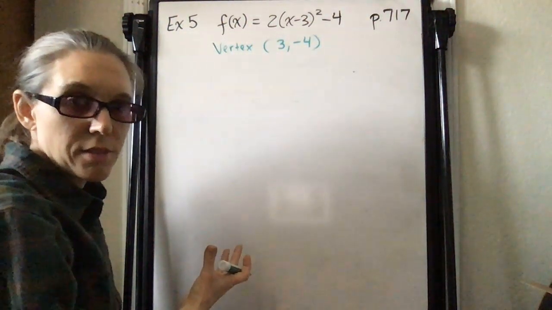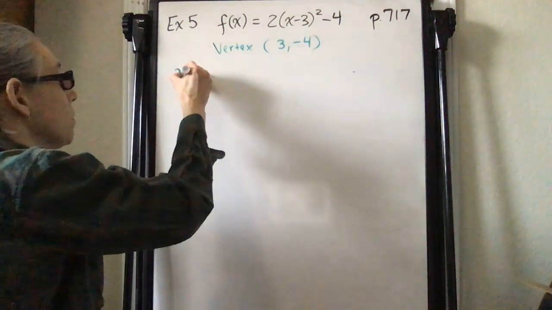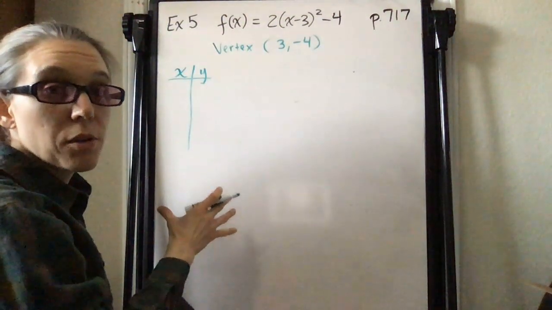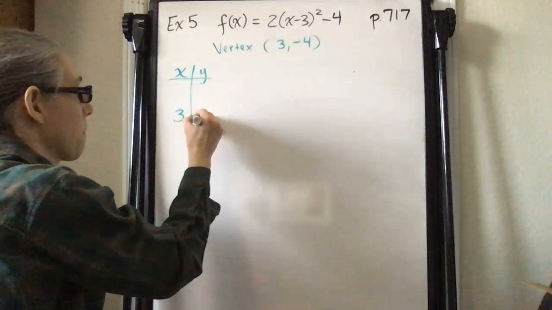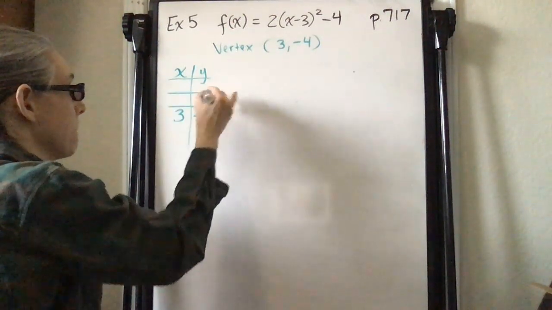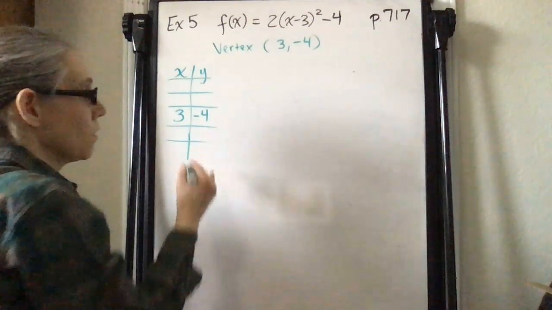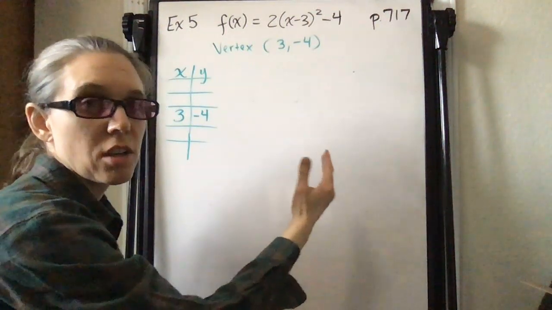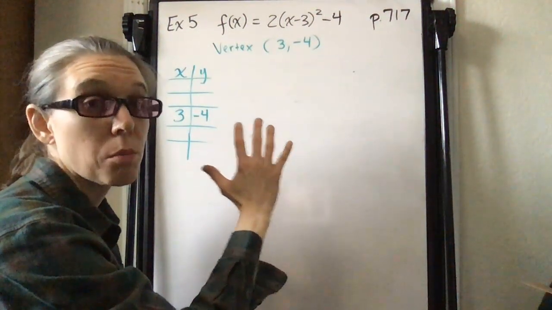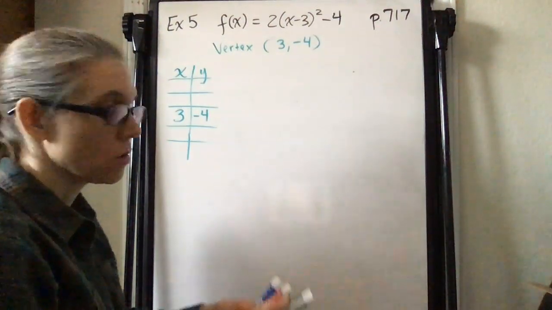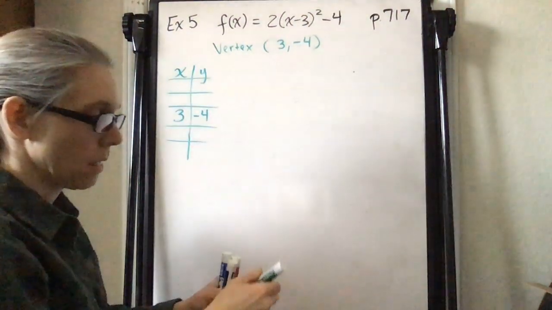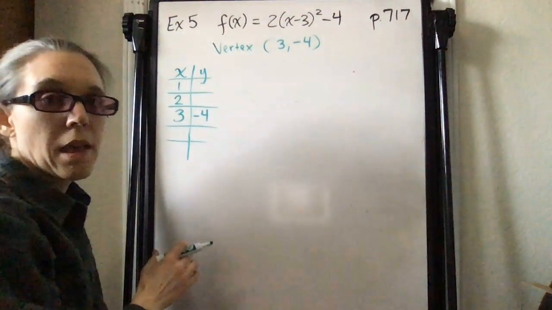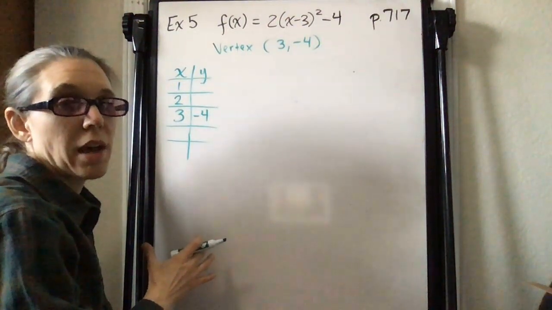So once you've identified the vertex, then you need to make an XY table. And you want your vertex to be the middle point. So I'm going to have 2 points to the left of the vertex and 2 points to the right of the vertex. You always need to graph 5 points, including the vertex. So to the left of 3 on the number line we have 2 and 1. And to the right of 3 on the number line we have 4 and 5.